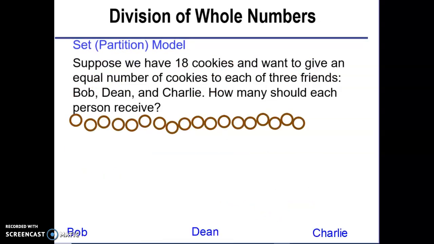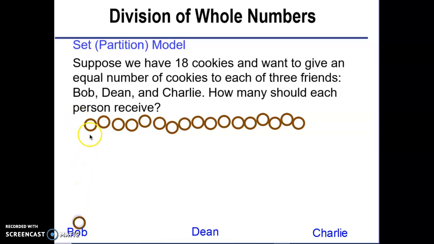Okay, let's look at what that's going to look like with our blocks. So I have 18 cookies here, and I have my 3 friends, Bob, Dean, and Charlie. If I'm a 3rd grader, I don't automatically know how many cookies each person should get. So what we're going to do is share.